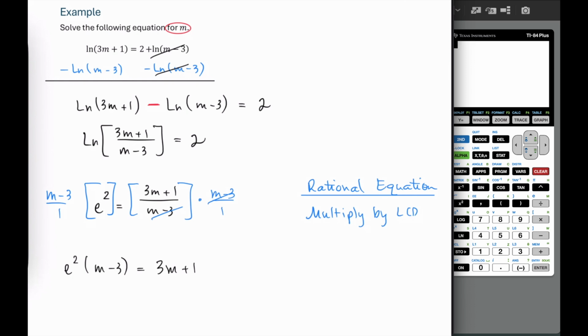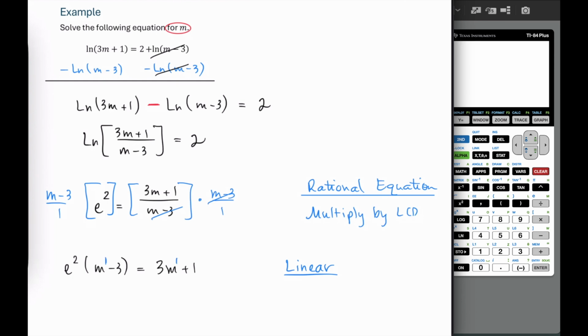Now it's time to reassess again. And what we'll notice here is that we actually have a linear equation. This is not quadratic. e squared is a constant. We treat it the same as we would if it were 3 squared. This is a linear equation because the variables, which are m, are raised to the first power.